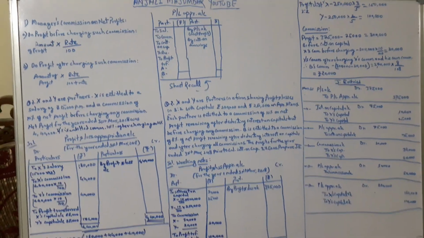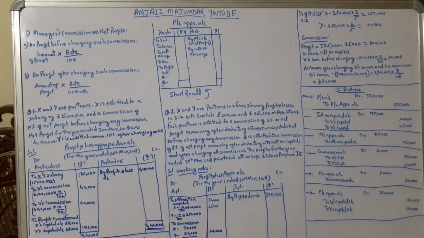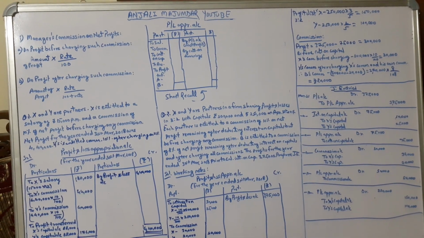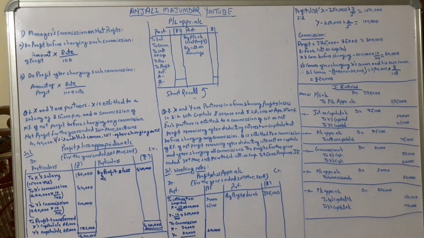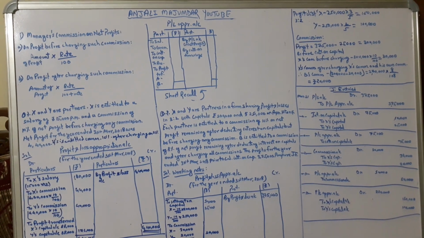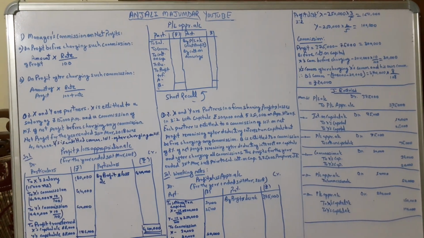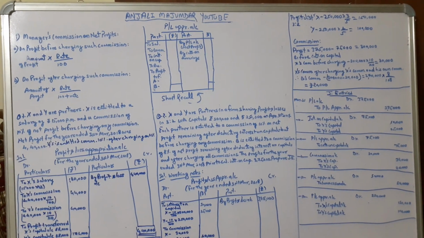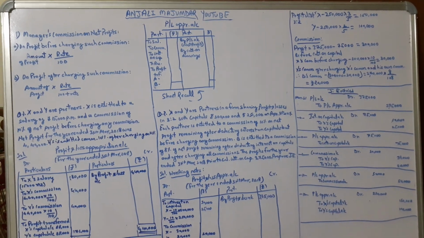Manager's commission on net profit. Always remember, commission is always calculated on net profit. Now there can be two conditions: on profit before charging such commission and on profit after charging such commission. So you understand charge against profit. That means the expense needs to be deducted from the profit.